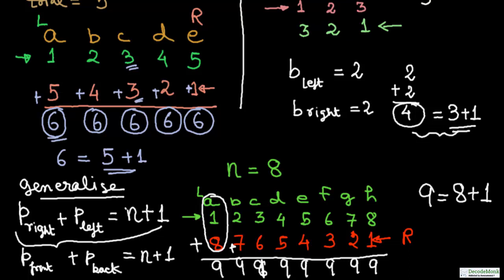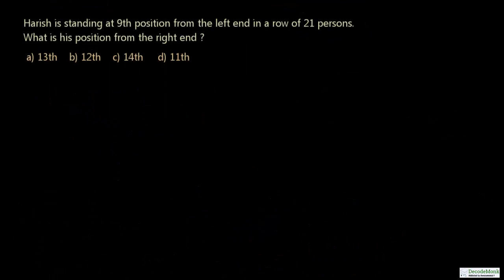This does not matter whether you are counting from left or right, or from the front end or the back end. Position from one end plus position from another end is equal to total number of persons plus 1. So this is a generalized formula for solving any type of question related to positions. Now let us get into our question. So what have we learned? We have learned that position from one end plus position from another end is equal to total number of persons plus 1.